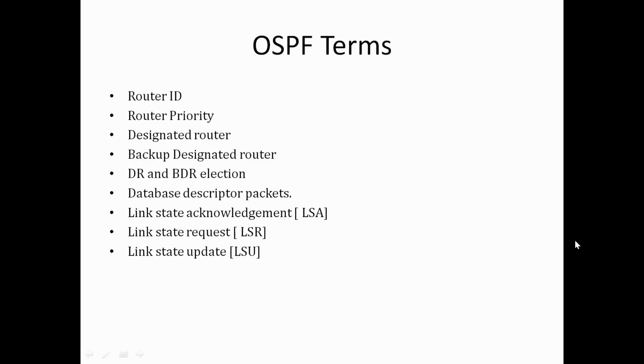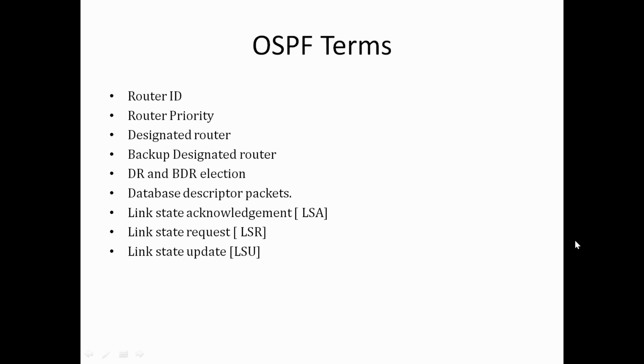Coming to the OSPF terms, starting with router ID. A router ID in OSPF is a 32-bit unsigned integer that uniquely identifies a router in an autonomous system. A router ID is used by some of the protocols like OSPF and BGP, which are used to exchange routing information between autonomous systems. A router ID must be unique within an area, but routers in different areas can have duplicate router IDs.